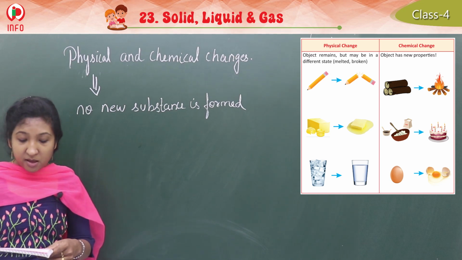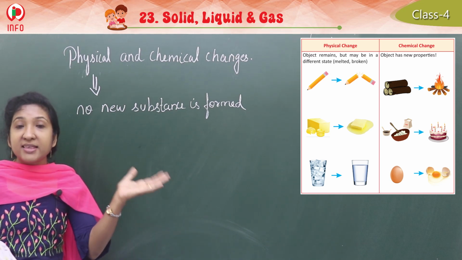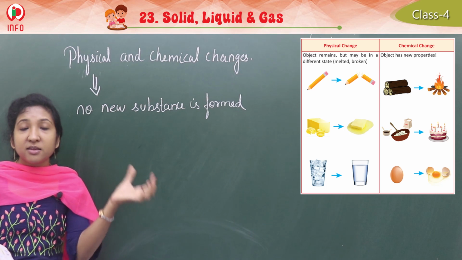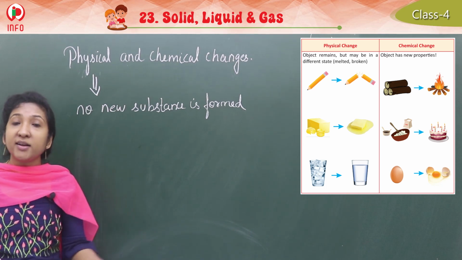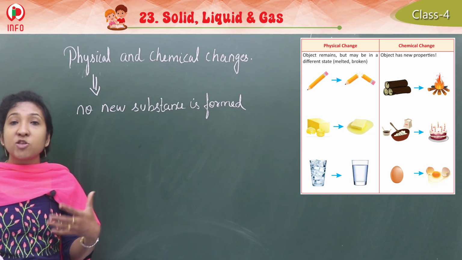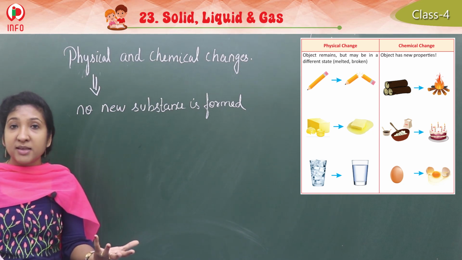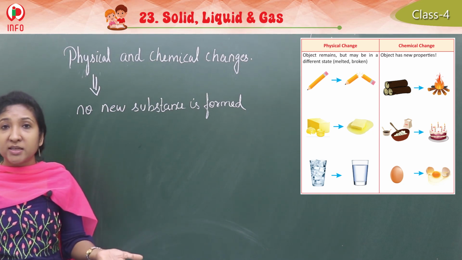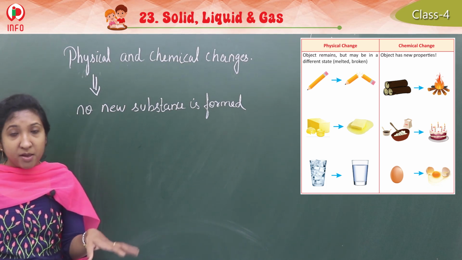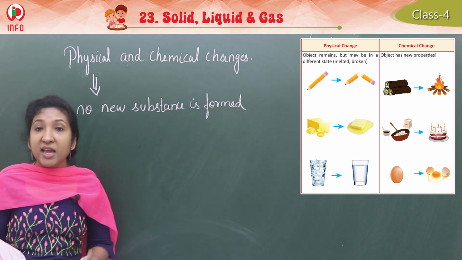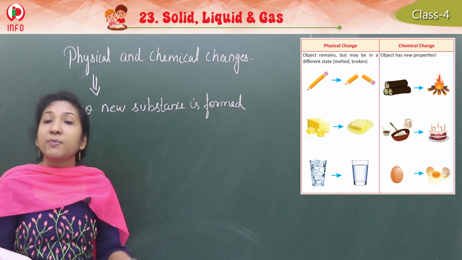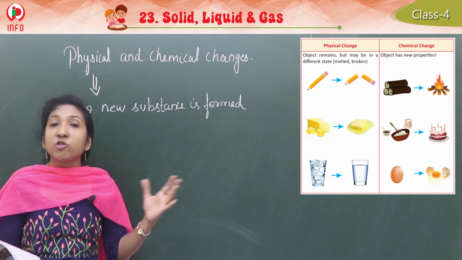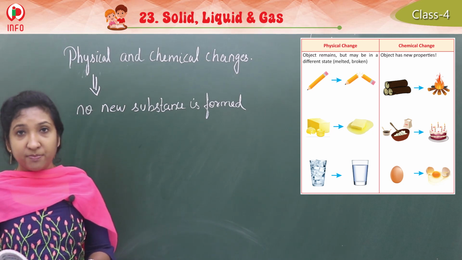Isn't it? Then you can see ice and water. One is solid ice, the other one is liquid. Ice melts, it changes into water. But it's water itself. In both cases, the nature of water is water itself. Isn't it? No new substance is formed here. The object remains the same. So the change in which the nature of molecules of the substance does not change, or no new substance is formed, is actually called a physical change.